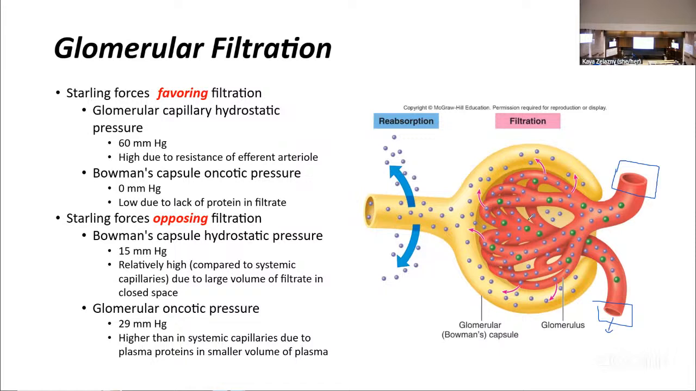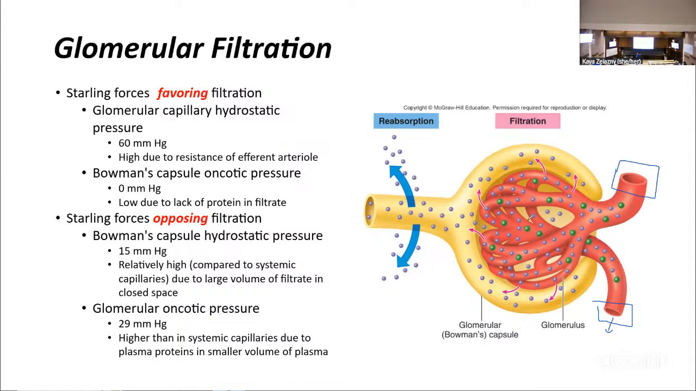Okay. So those are two filtration pressures. And opposing this, we have our Bowman's capsule hydrostatic pressure. So that's the buildup of fluid in Bowman's capsule. So we filtered it into Bowman's capsule, and now it's exerting a little bit of a pressure in the opposite direction. It's kind of high too, not as high as our glomerular capillary hydrostatic pressure was, but we're filtering a lot of fluid pretty fast here. So there is kind of a buildup in Bowman's capsule as well.